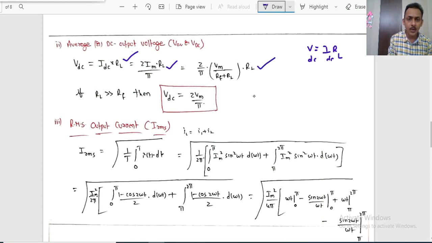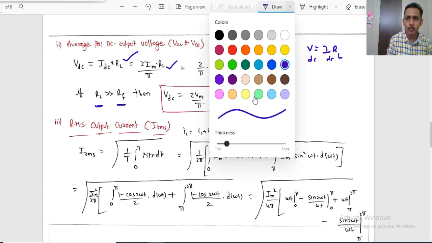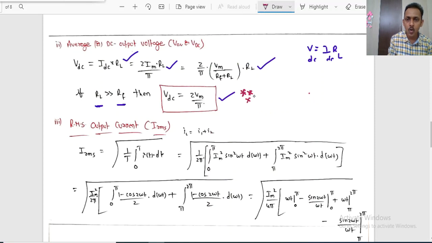Most of the times, if the load resistor value is very high compared to the forward resistance of the diode, we can neglect the RF value. If RF is neglected, RL by RL will get cancelled, right? So VDC equals 2 Vm by pi. Very important. So two important points we have calculated: IDC and also VDC.